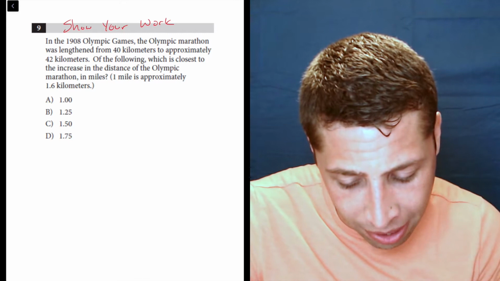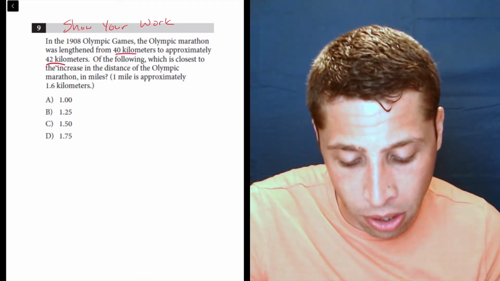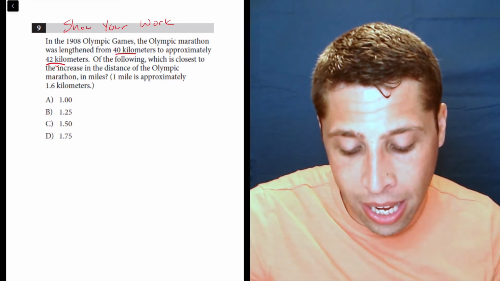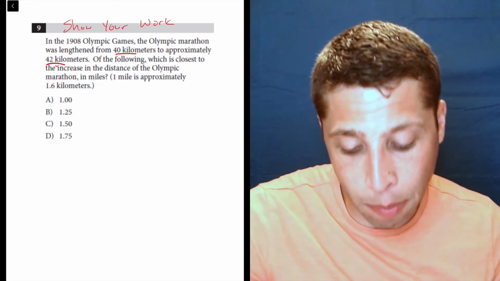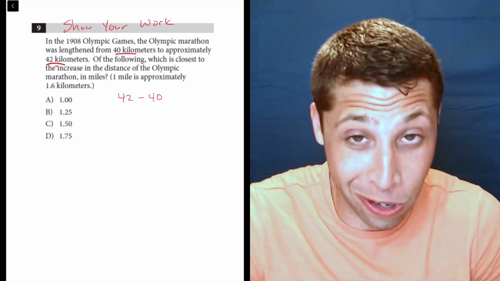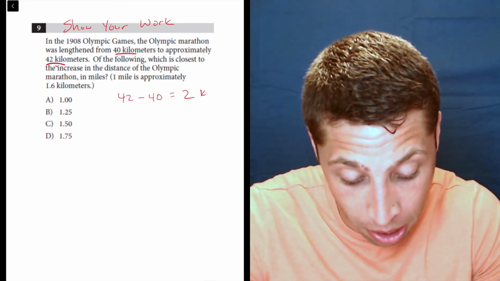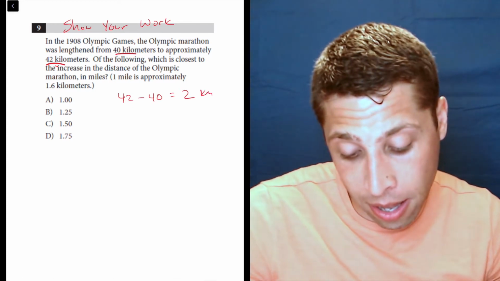So there is a little bit of a twist here. It's not much, but they say, okay, the Olympic marathon was lengthened from 40 kilometers to 42 kilometers. Of the following, which is closest to the increase in the distance of the Olympic marathon in miles? So we have to start by finding the difference between 42 and 40, which hopefully we can do without a calculator, is just 2 kilometers. And then we're trying to find the miles of that.